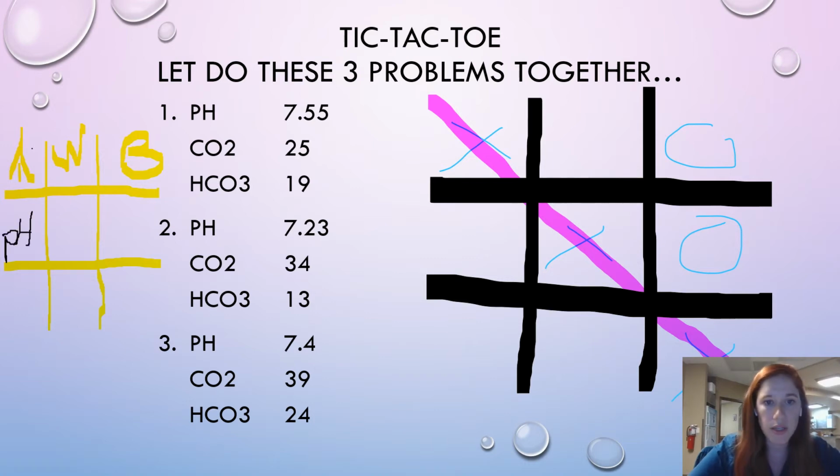Okay, now let's look at our CO2. It's 34. So that is actually more towards the basic side. Even though it's one number off, it is towards the basic side. So we're at CO2. Our HCO3 is 13. That's less than 22. So therefore, it's in the more acidic side. HCO3.